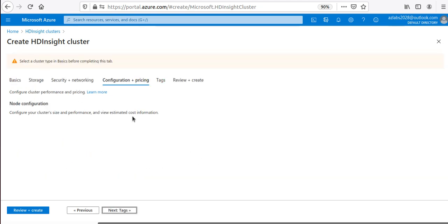Okay, and then finally configuration and pricing, and then you go to your tags and you will be able to create your HDInsight cluster and be able to use it.